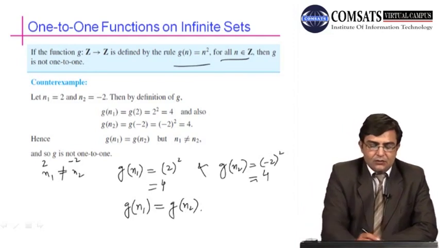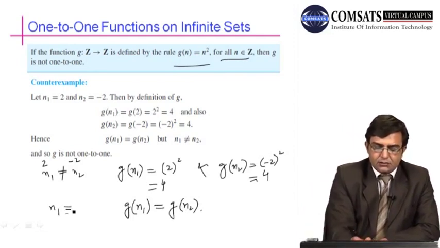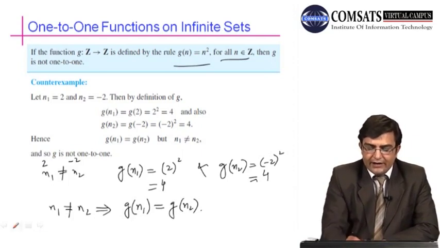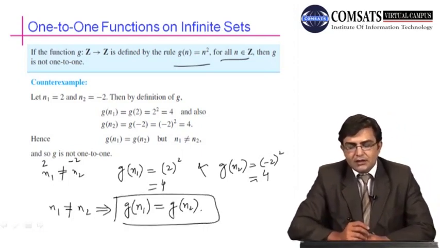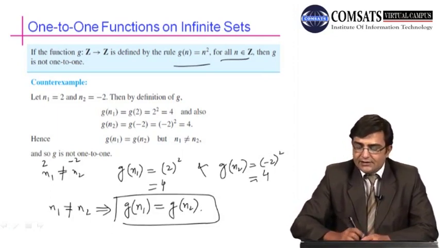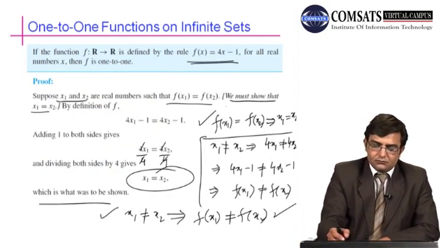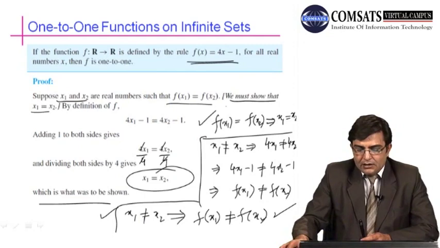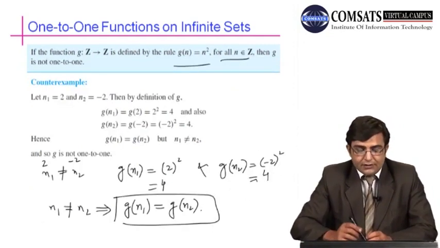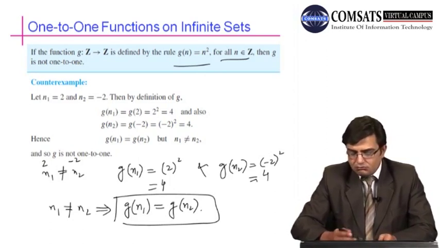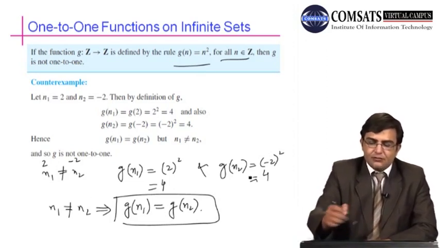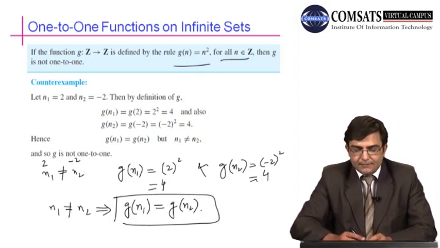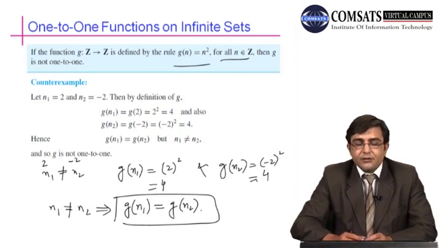So basically we started at n1 is not equal to n2, and we arrived at g of n1 is equal to g of n2. So this violates this condition, the second statement which we have studied. So this function is not a one-to-one function by the definition of one-to-one functions. Similarly, we can reverse the order of calculations and we can prove it by the other technique. So this function g, which is from Z to Z, is not a one-to-one function.